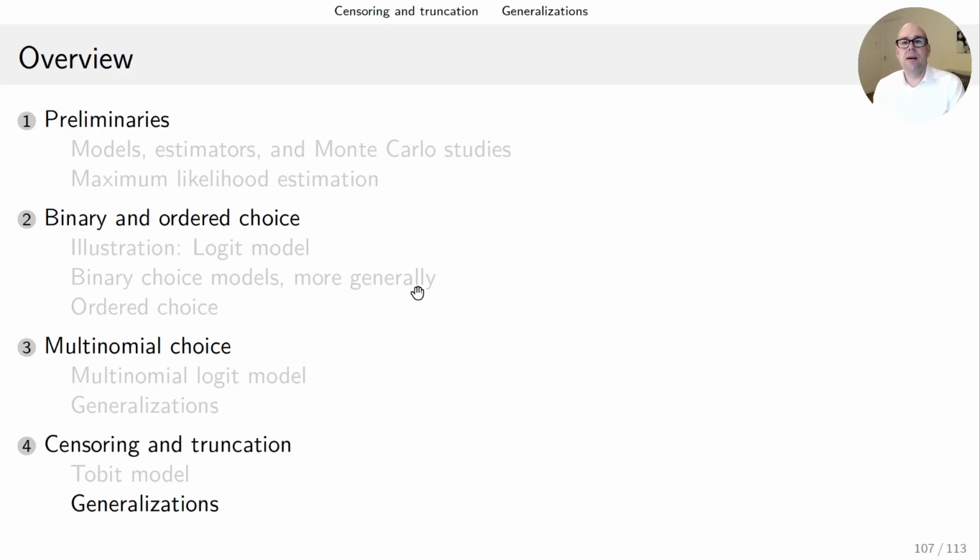Good. So this already ends the first part of this video on censoring and truncation. In the second part, I want to talk about a little bit of material that's related to generalizations. The general gist will be that actually parametric models work relatively well, and this parallels a little bit the discussion we've had before in the context of binary choice models, where we've also seen that the Tobit model, as compared to the Klein and Spady estimator, for instance, did relatively well.